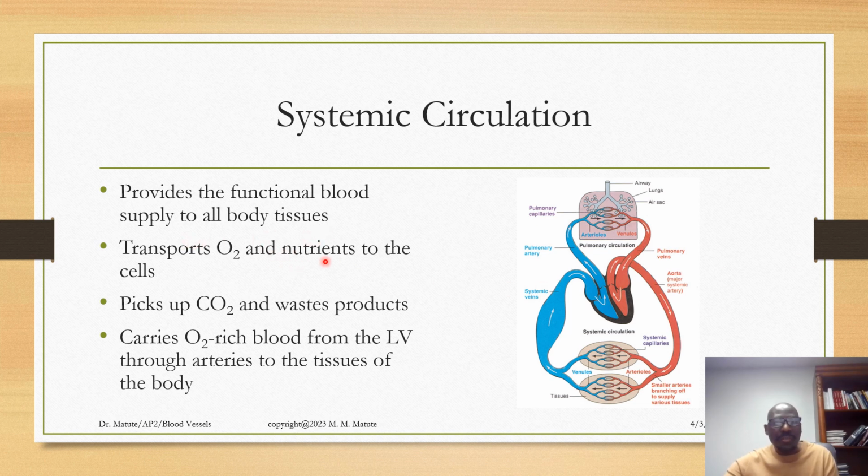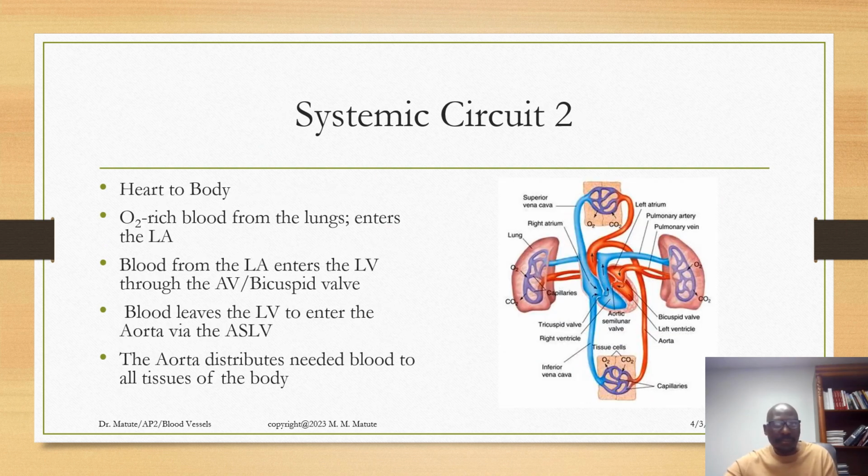Now this oxygen-rich blood, which actually has nutrients also, will be pumped back into the heart through the left atrium, and then from the left atrium it will be pumped down to the left ventricle, and then from the left ventricle it will be pumped into the aorta, and then from the aorta the blood is going to be transported throughout the body. Right, we just talked about that.